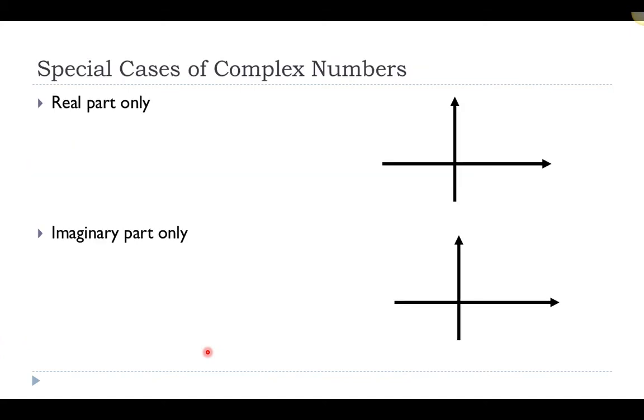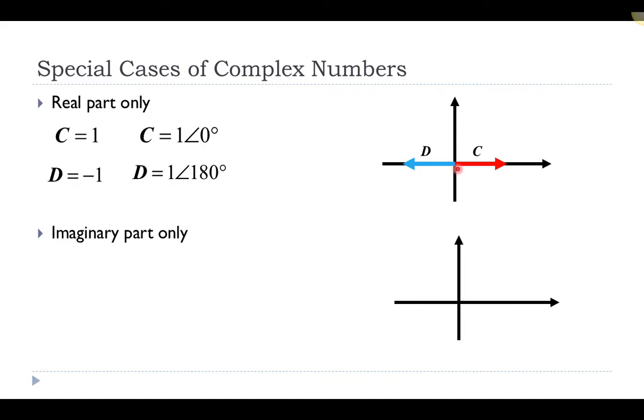So what happens if you only have a real part or you only have an imaginary part? What do the angles look like here? If I only have a real part and it is a positive number, let's say my complex number only has a real part 1, that means it's lying on the real axis, and so my angle would be 0.